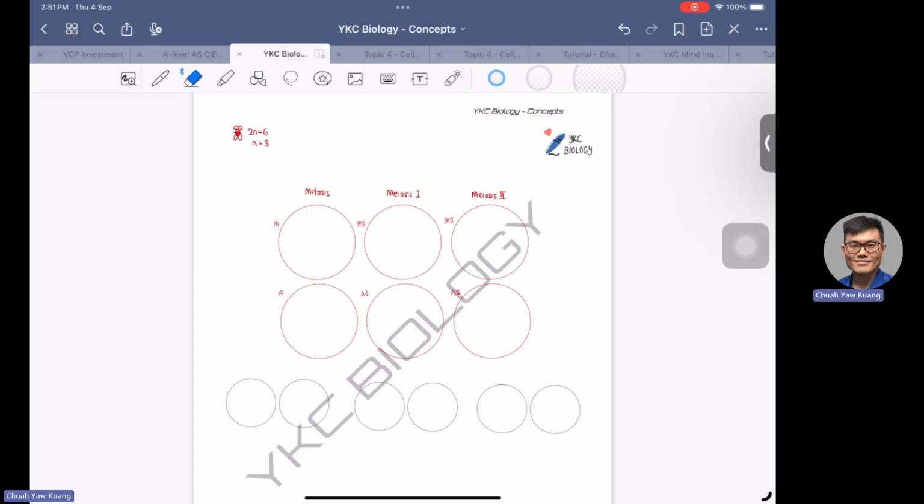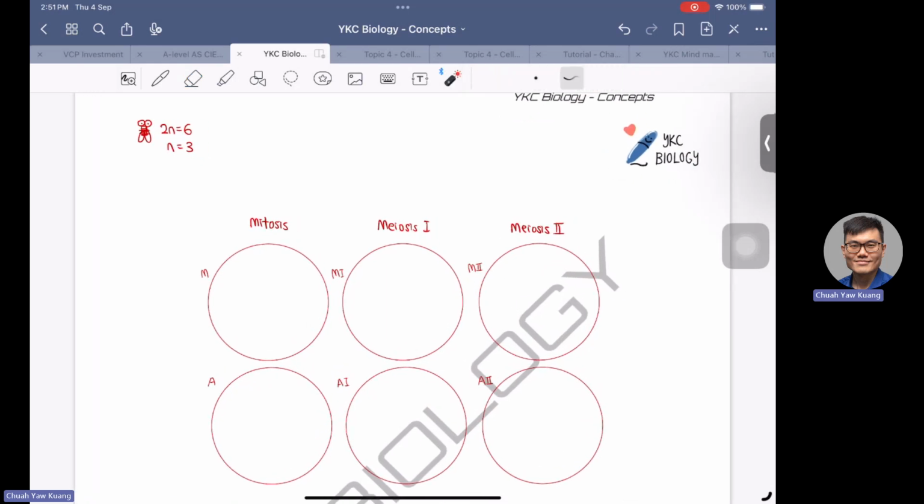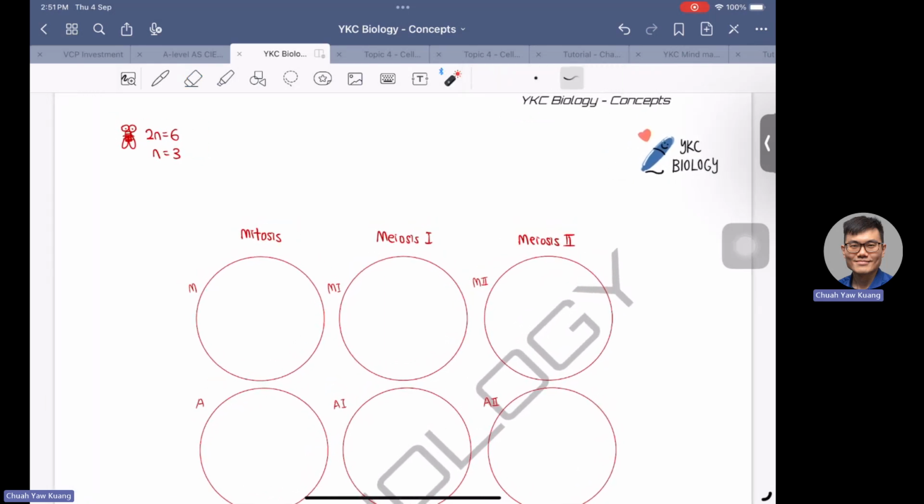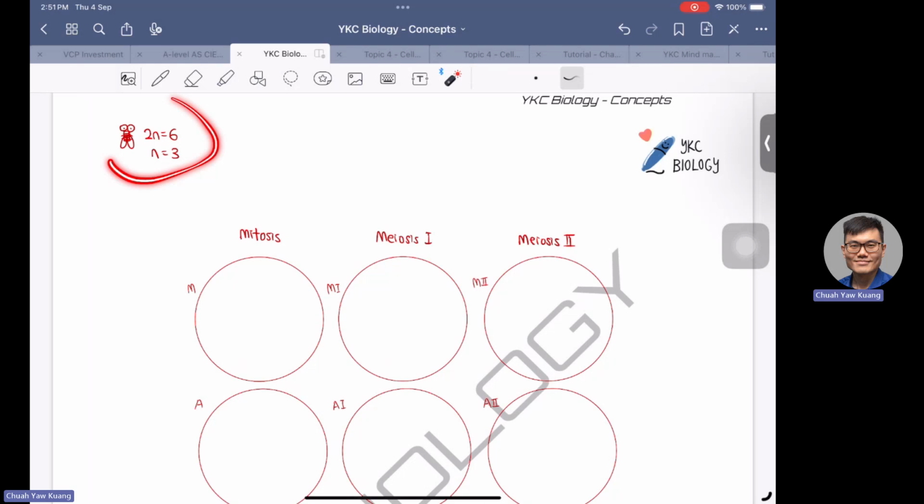Hi everyone, this video will show you the difference between mitosis and meiosis in terms of chromosome behavior. We will use Drosophila as the example in this video. Drosophila has 2n equal to 6, meaning that every single diploid cell of Drosophila will have 6 chromosomes.